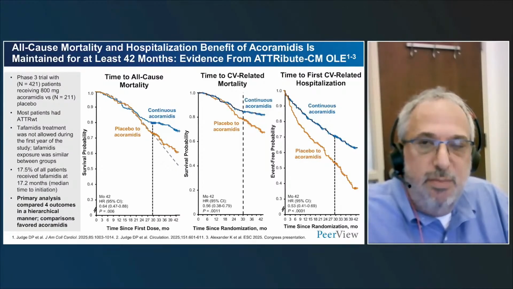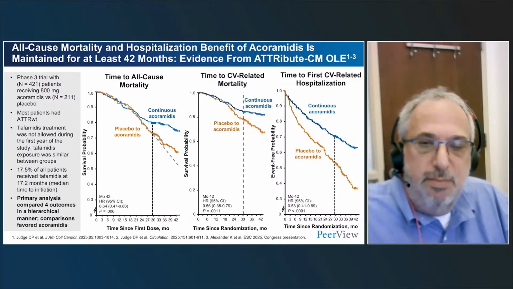We have a new agent on the market as of November of last year in the U.S., acoramidis, that was studied in the ATTRibute-CM trial, again a phase 3 trial that was slightly larger, using acoramidis at 800 milligrams twice daily. Patients were randomized in this trial 2 to 1 to receive active therapy versus placebo, and most patients had wild-type disease, though there were patients with variant as well. During the first 12 months, they didn't allow tafamidis therapy, and there was some tafamidis drop-in, though I don't think that meaningfully affected any of the outcomes.